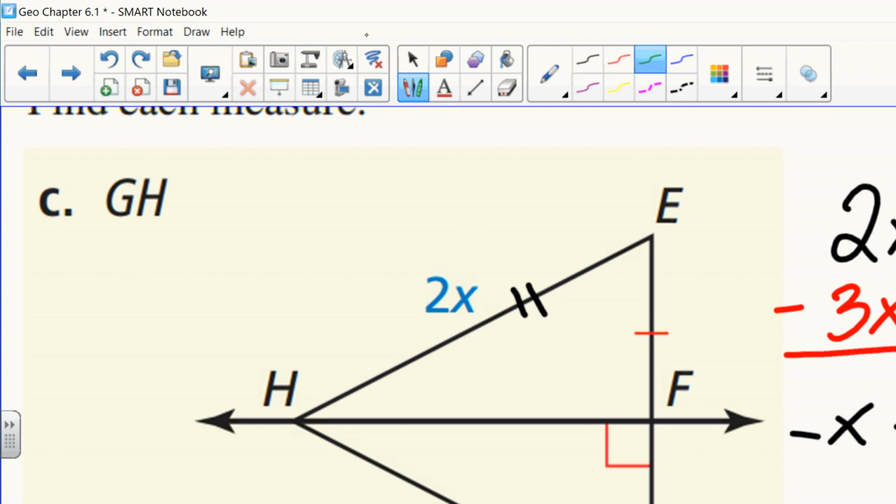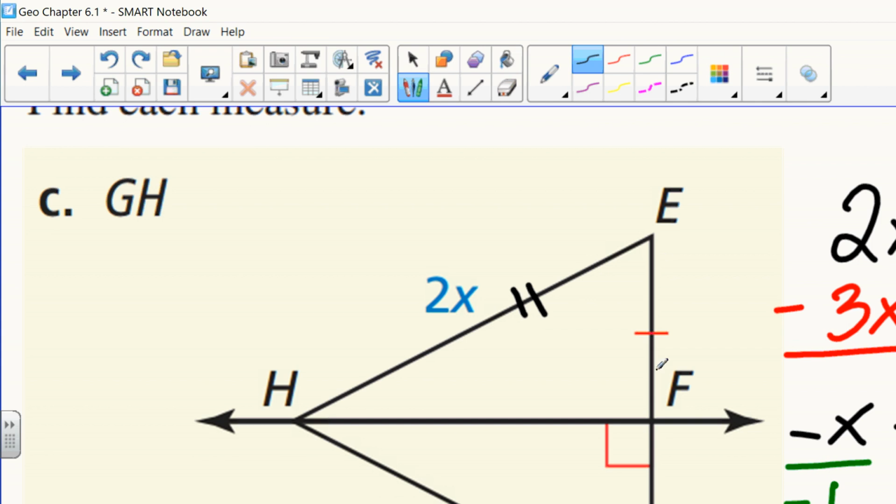But since x is negative, we need to make it positive by doing what? Negative 1. We can divide or multiply by negative 1. Because dividing by 1 doesn't change the number. But negative x divided by negative 1 would just be x. And negative 8 divided by negative 1 is 8. So the value of x is 8.